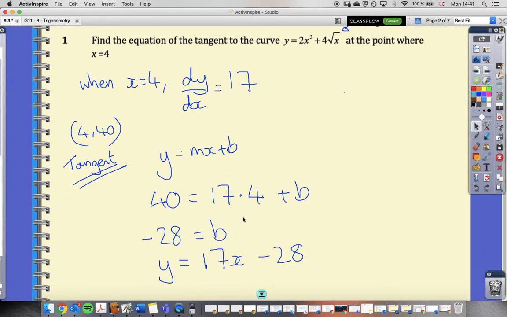Please note there was a typo in the completed class notes. The m value in the equation should be 17, not 4.